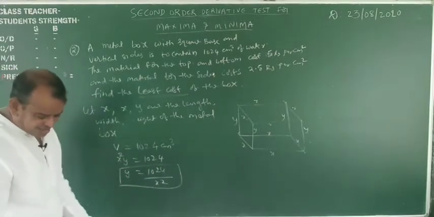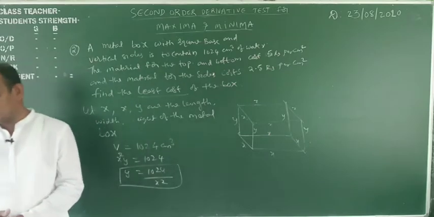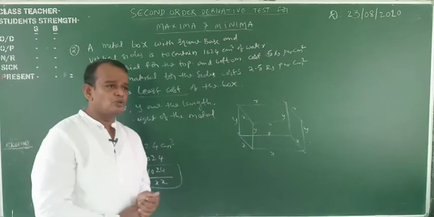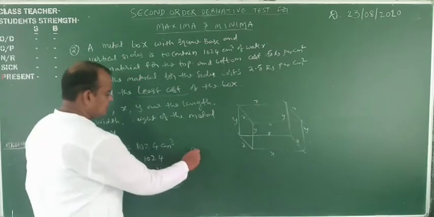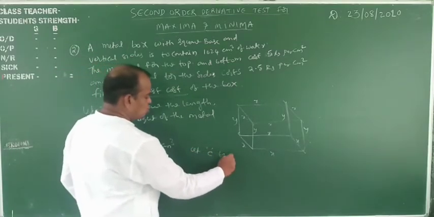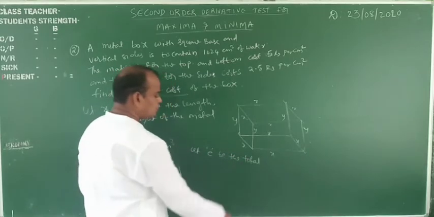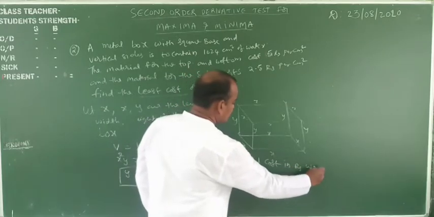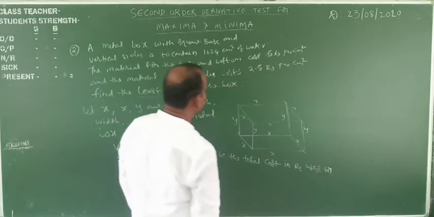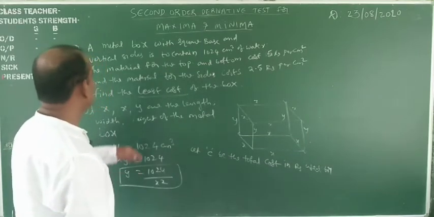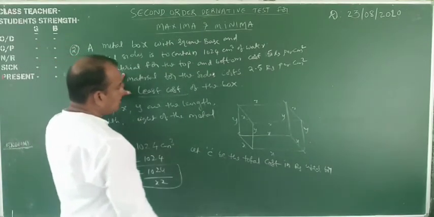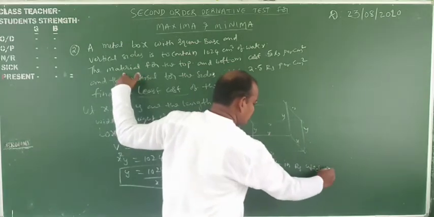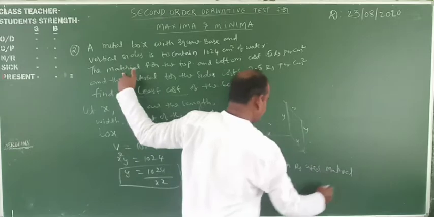Now cost. What is the meaning of the cost? Let C be the total cost in rupees of material used for the box. Total cost in rupees, used material for the top and bottom of the box. Used material for box.